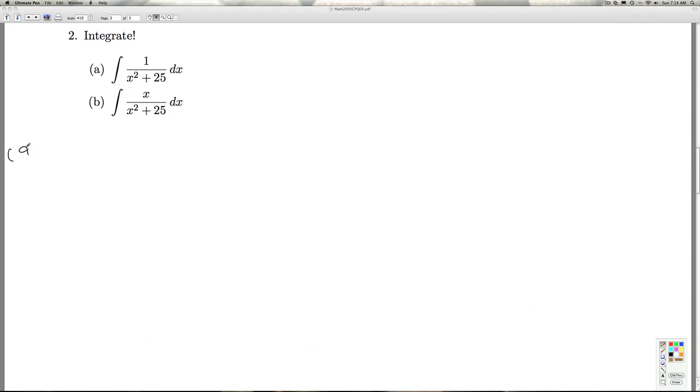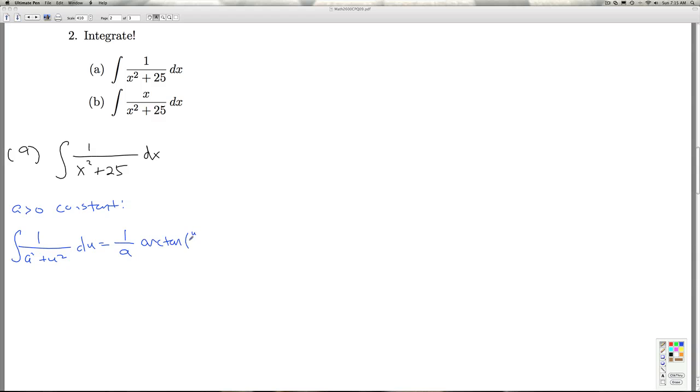Okay, in part A, number 2 here, we've got the integral of 1 over x squared plus 25 dx. And we want to integrate that. This actually is one of our basic integration formulas. We know that if a greater than 0 is a constant, the integral of 1 over a squared plus u squared du is 1 over a times the arctangent of u over a plus c.